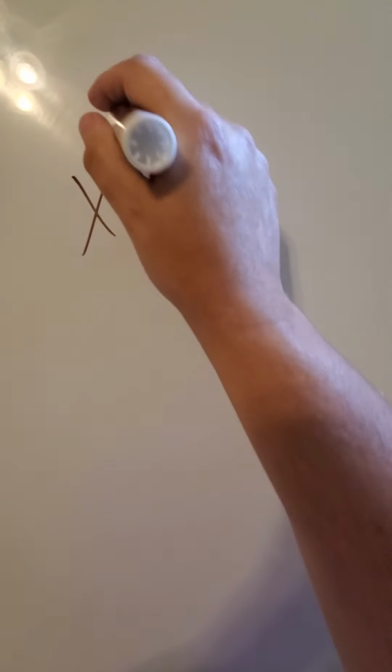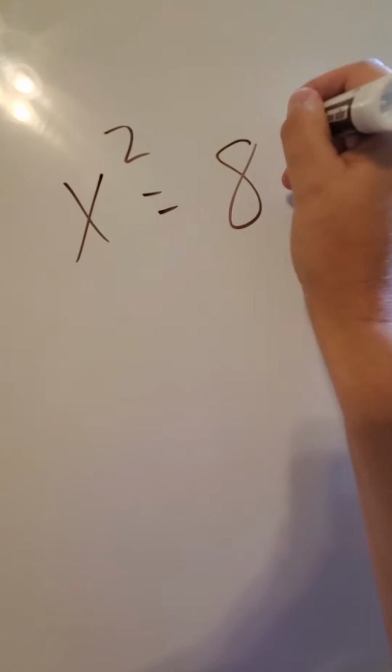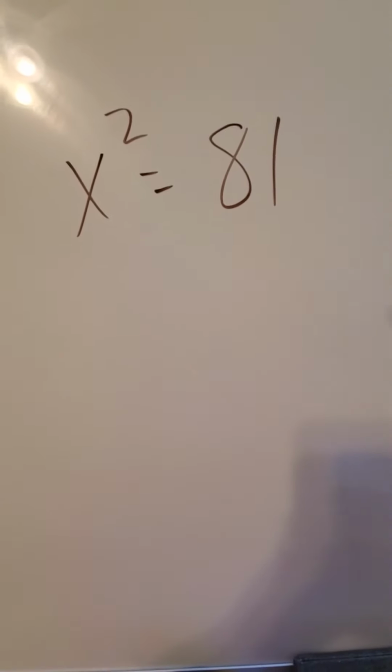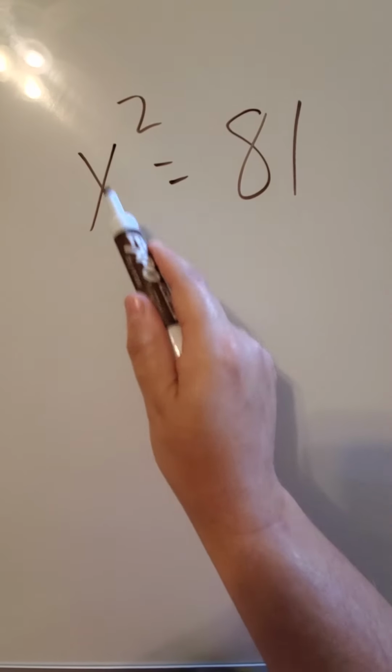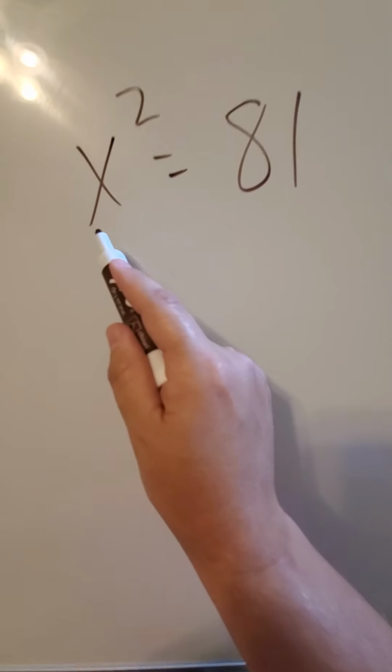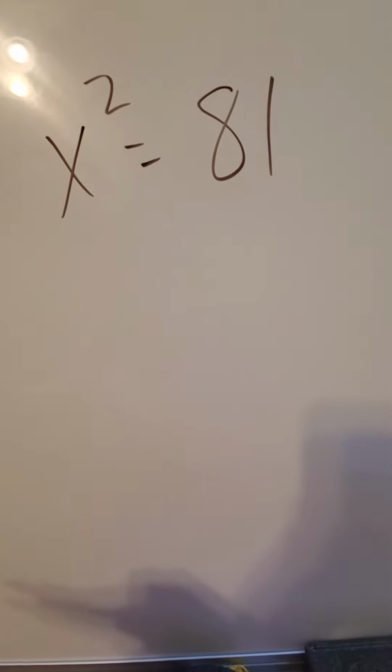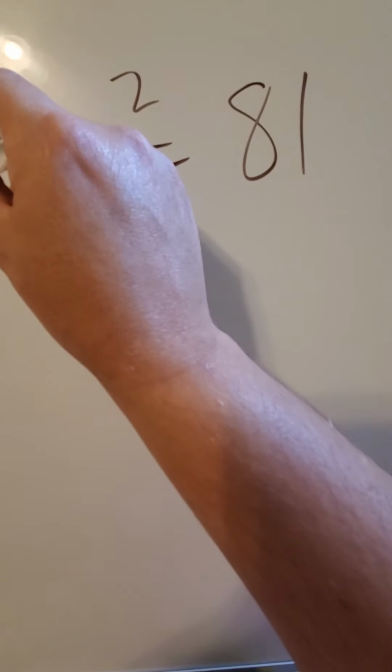Okay, so the square root one is probably the easiest thing ever, okay? This is just a basic one. I know the only number squared that'll give me 81 is 9. Could also be negative 9, okay? But we square root both sides.